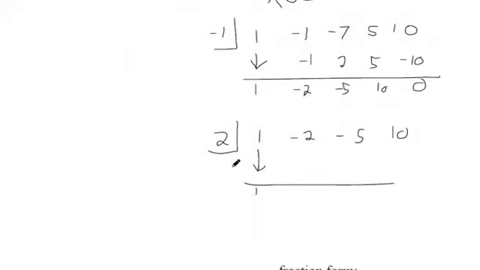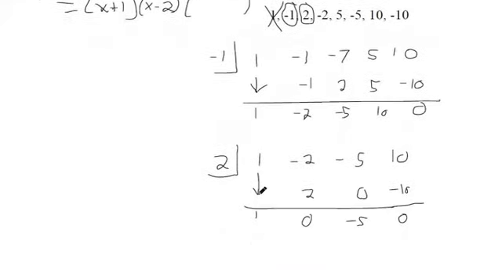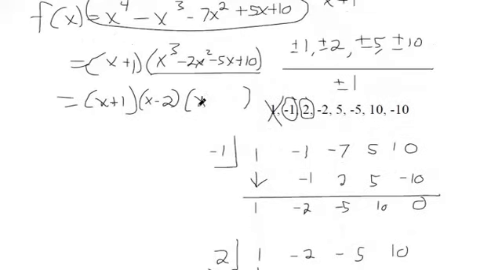Copy down the first one. 2 times 1 is 2. Add the columns. 2 times 0 is 0. Add the columns. 2 times negative 5. Look, there's no remainder. And I could have told you that's going to happen because we already checked to make sure that 2 is a root. Okay, remember descending powers. This was x to the third, so now this is going to be 1x squared plus 0x minus 5. So in other words, x squared minus 5.